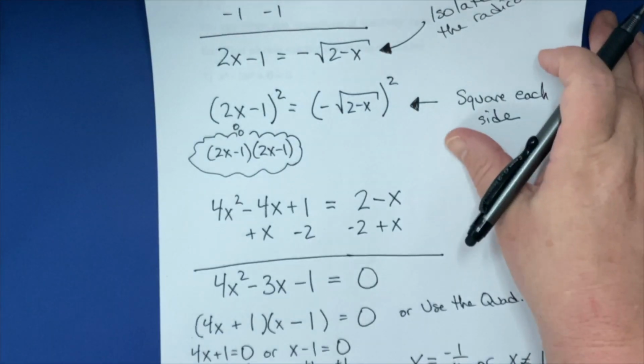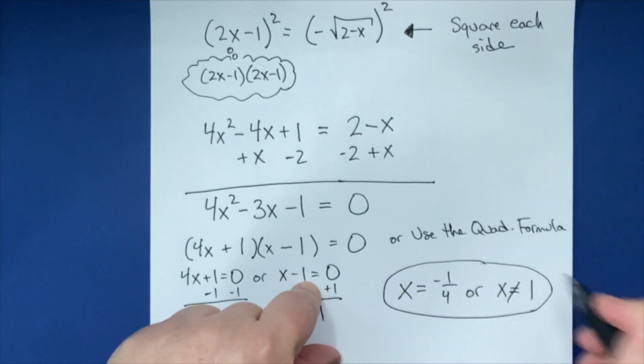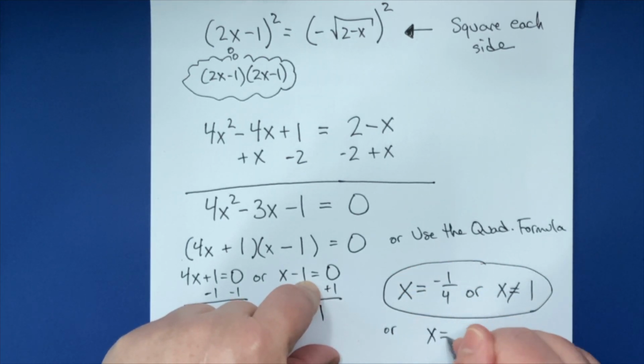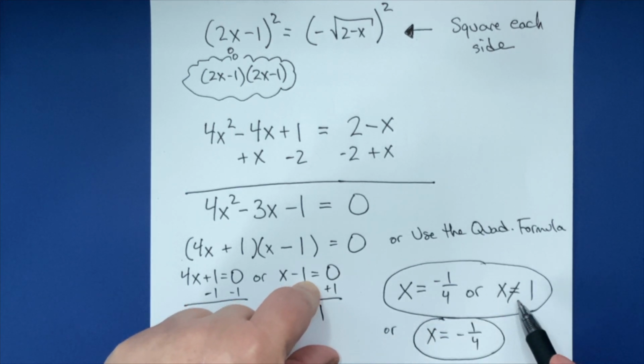So in other words, the actual answer is either this whole thing, or you simply just put in, if you're putting it into a computer, the one that works. Computers don't understand extraneous answers, so don't try to explain it. Just give them the one that does work.